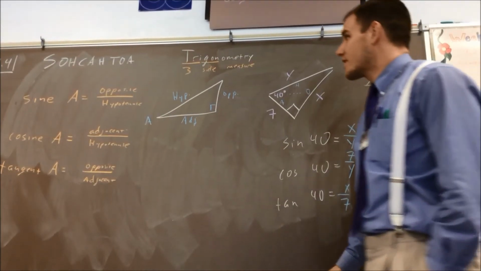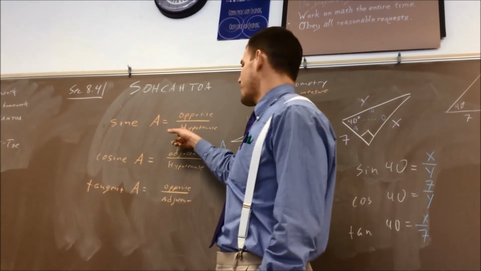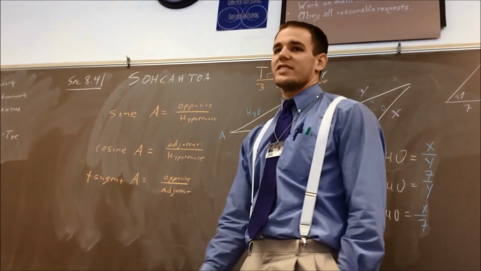All right. So this is just how you set it up. SOHCAHTOA: sine, opposite over hypotenuse. Cosine of the angle, adjacent over hypotenuse. Tangent is opposite over adjacent.